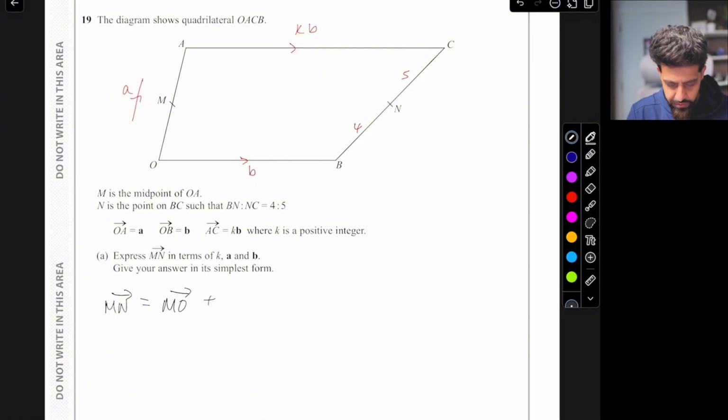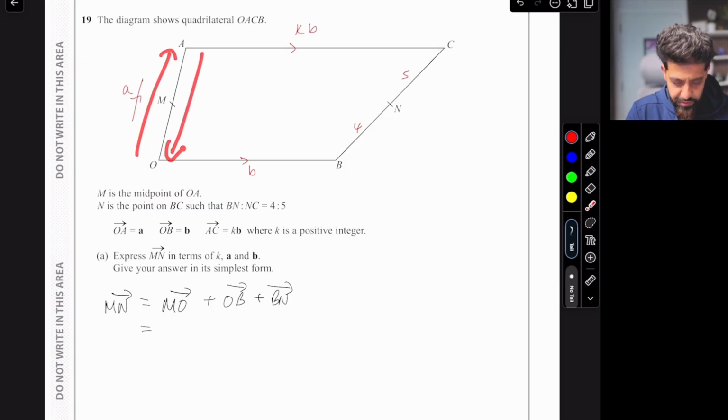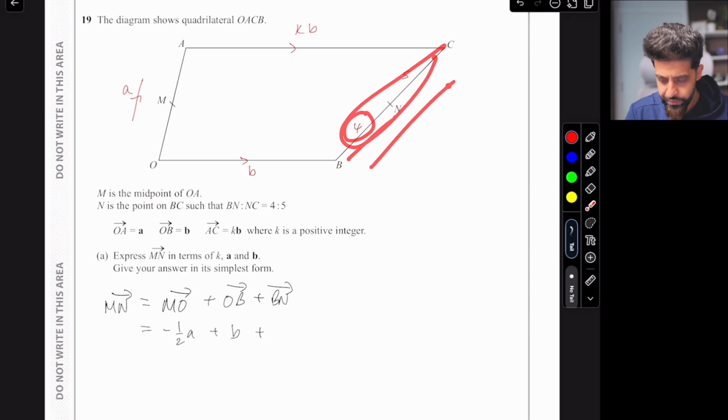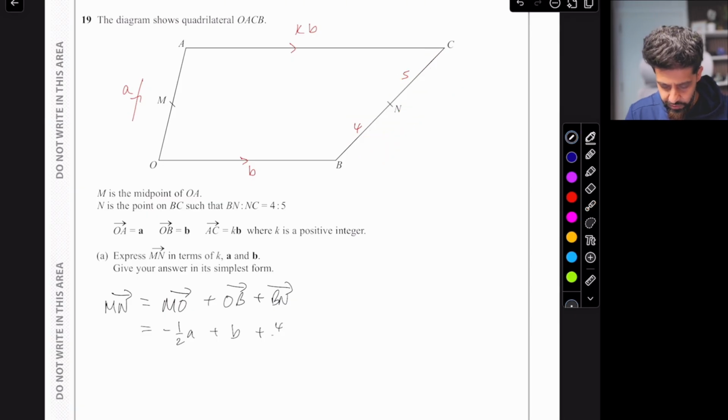So M to O plus O to B plus B to N. M to O is half of this. Okay, but it's going backwards, remember. So it's minus A going backwards. So M to O is minus a half A. O to B is just B, plus B to N. B to N is 4 out of the 9 parts of BC. Okay, so it's 4 out of the 9 parts of B to C.